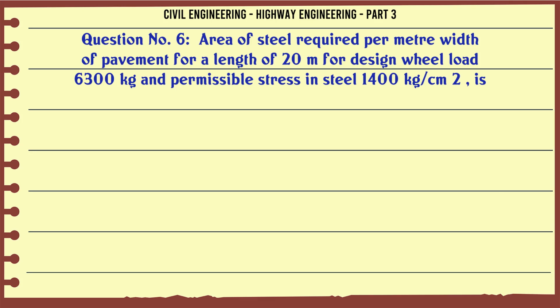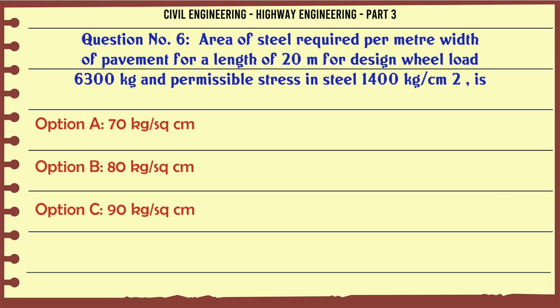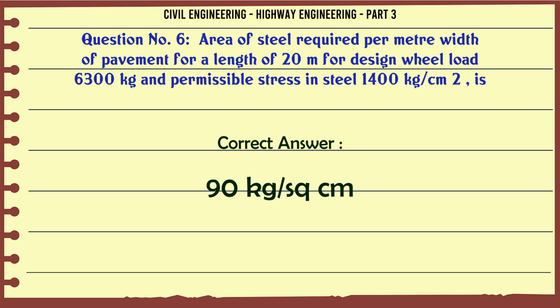Area of steel required per meter width of pavement for a length of 20 m for design wheel load 6,300 kilograms and permissible stress in steel 1,400 kg/cm2 is A. 70 kg/sq cm. B. 80 kg/sq cm. C. 90 kg/sq cm. D. 100 kg/sq cm. The correct answer is 90 kg/sq cm.